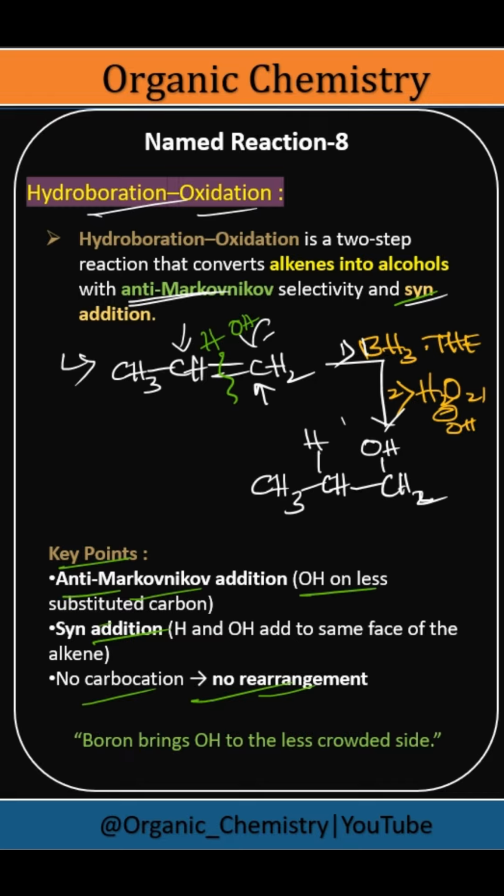So you can remember it this way: boron brings OH to the less crowded side. In this line itself, you can get an idea of what exactly hydroboration oxidation is, because boron means we are using this BH3 THF, right? And it brings the OH to the less crowded side, meaning this addition of water occurs according to the anti-Markovnikov rule. So this is how you can get an idea about this reaction through this particular line.